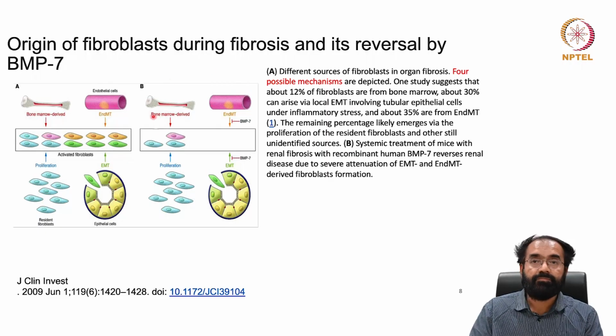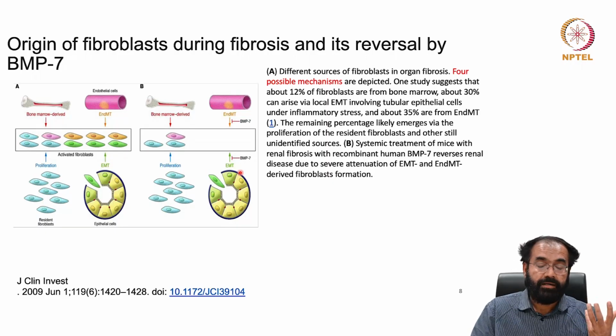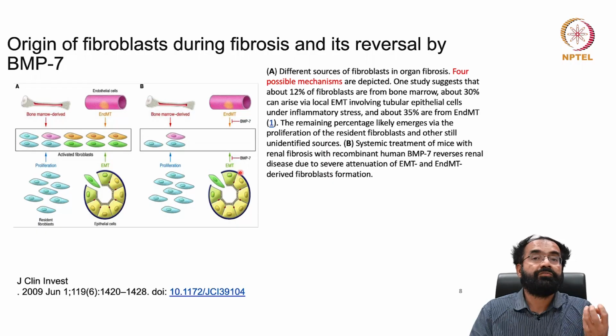And in panel B, what you are seeing is that systemic treatment of mice with renal fibrosis with recombinant human BMP7 reverses the renal disease due to severe attenuation of EMT and EndMT-derived fibroblast formation. So BMP7 can prevent this transition of EMT or the production of too many fibroblasts, which can eventually cause fibrosis. Remember, it can be reversed by BMP7 treatment.